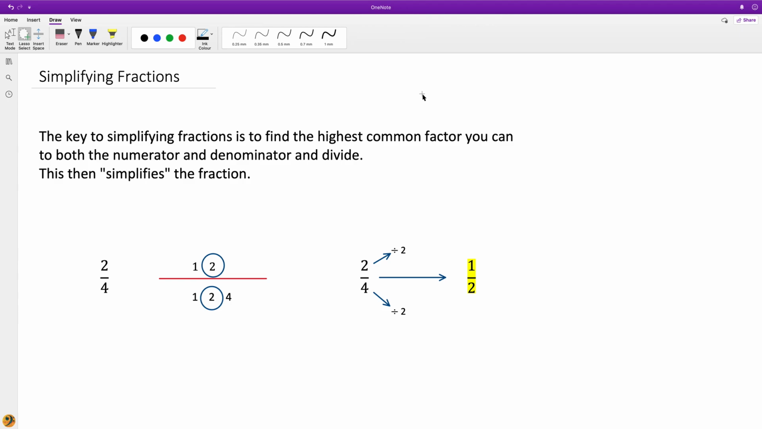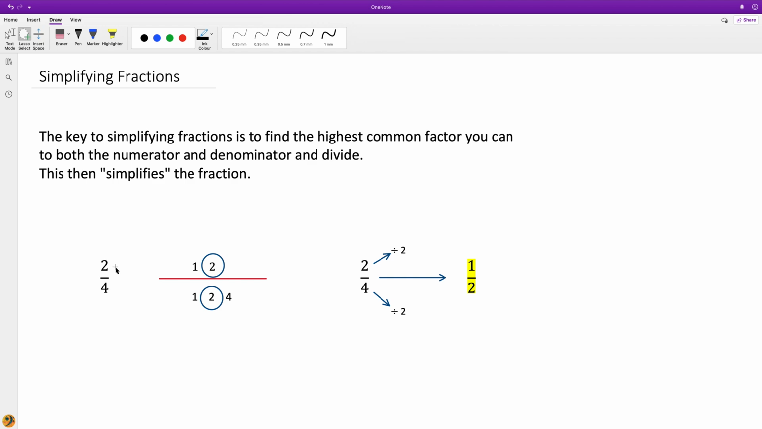Okay, great. In today's maths lesson, we're going to be focusing on simplifying fractions. The key to simplifying fractions is to find the highest common factor you can to both the numerator and denominator and then divide. This then simplifies the fraction. We'll go through a few examples to highlight and explain further what that means.